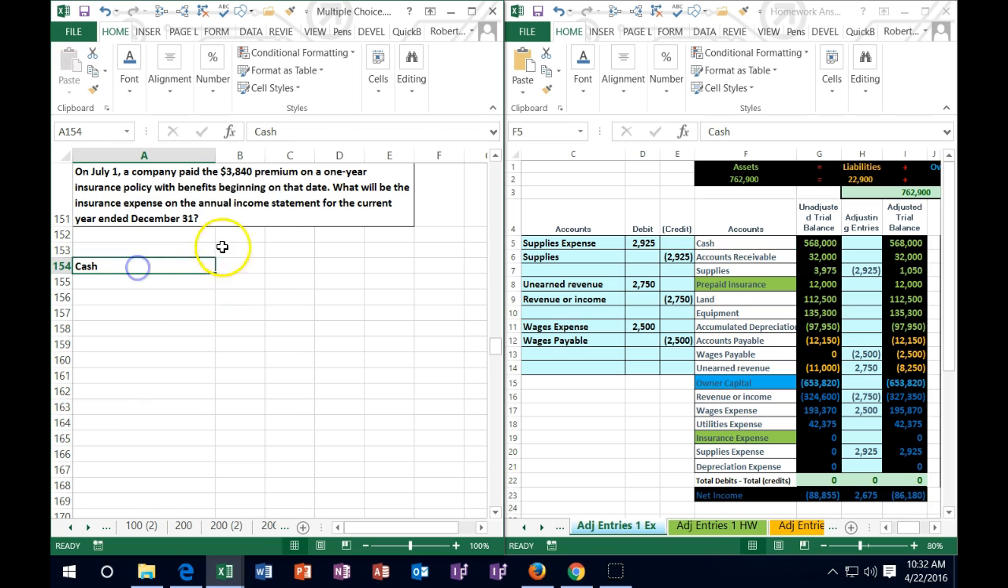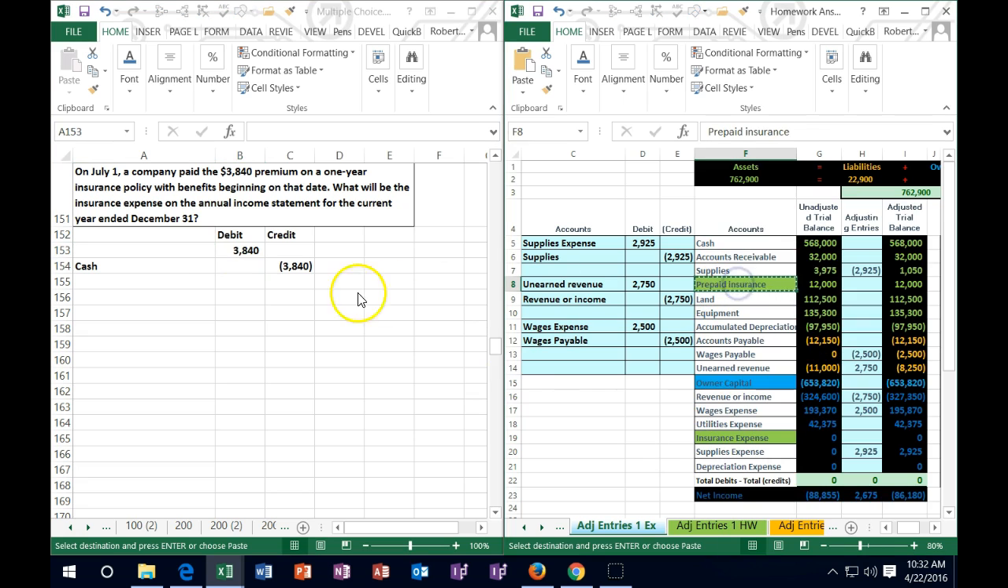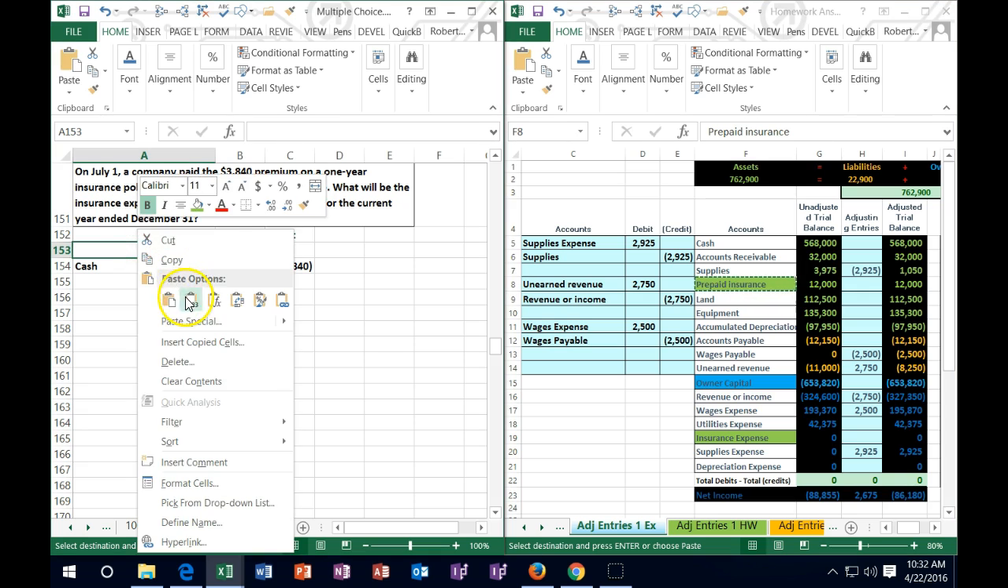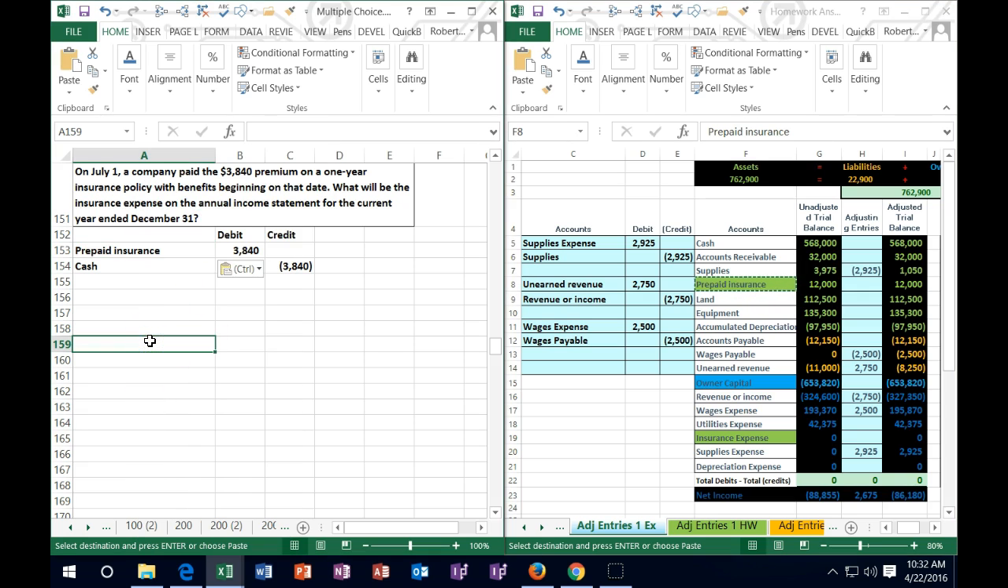I'll bring it down here, credit to cash, and my credits are going to be negatives or bracketed. And so we're going to say this is a credit, and then the debit is going to be not to insurance expense, but to prepaid insurance. That's how the prepaid insurance gets on the books. So now we have prepaid insurance on the books at $3,840. That's what this number would be if we were using the same problem. We have prepaid insurance on the books.